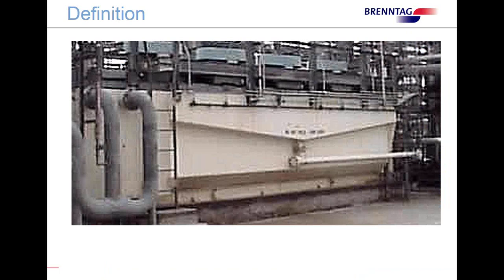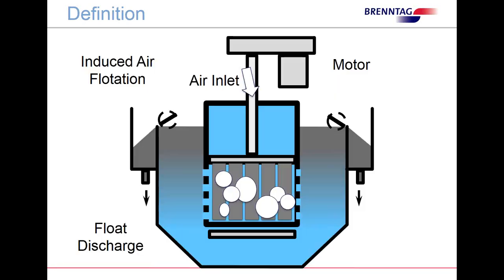So I put this photo in just basically to show what an IAF looks like. This is a picture I took down in Texas many, many years ago. And they have what's called an impeller or a depurator that spins very, very rapidly. And this spinning creates a vortex which sucks air. And here's a good depiction of what happens.